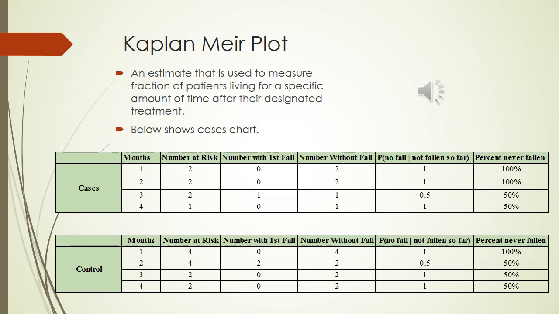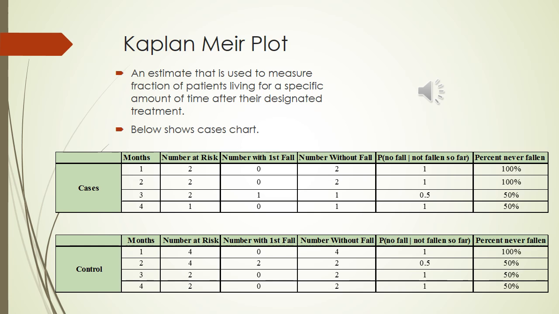Here I'm looking at a specific period, which is 4 months. I have the number at risk, the number with first fall, the number without fall, the probability of no fall, the probability of not falling so far, and the percent of never falling. As you can see from the cases table, it demonstrates that two patients are specifically at risk, patients 1 and 3, and this can be calculated by subtracting the number of patients that fell from the number of patients that are censored.